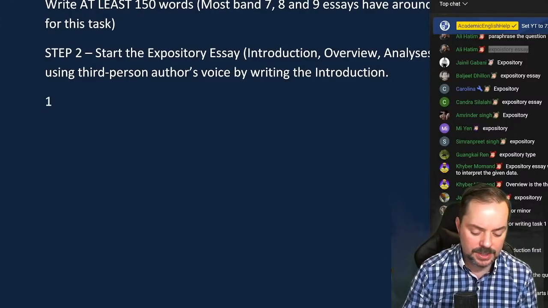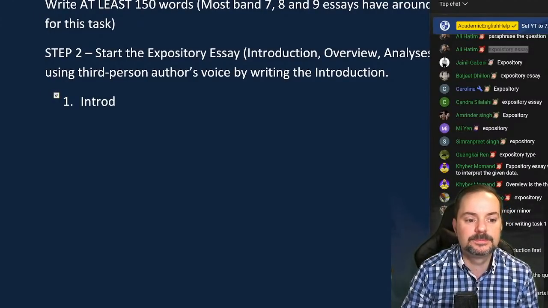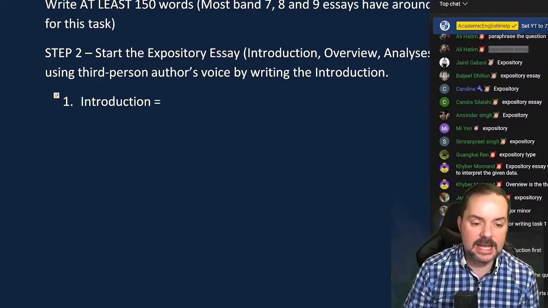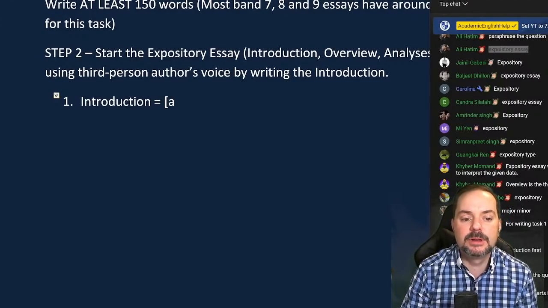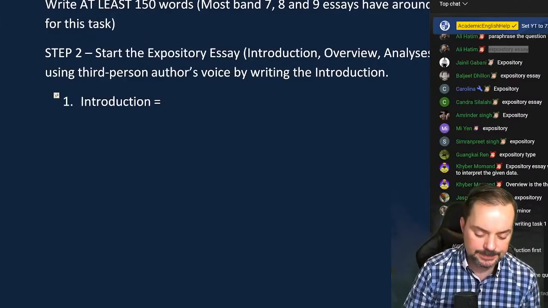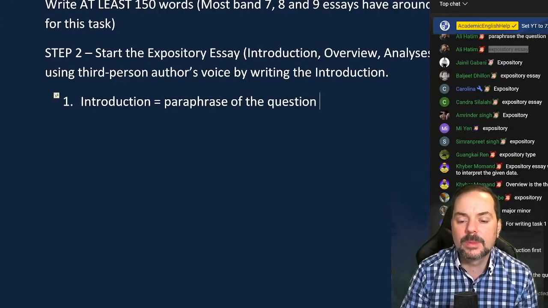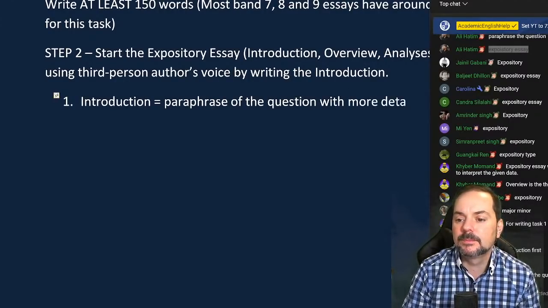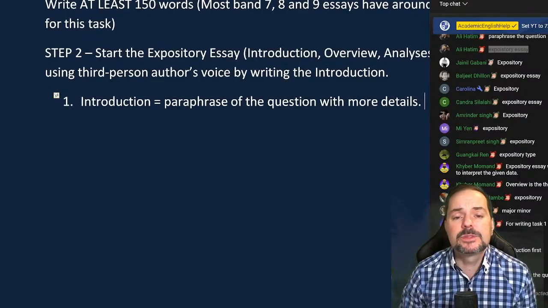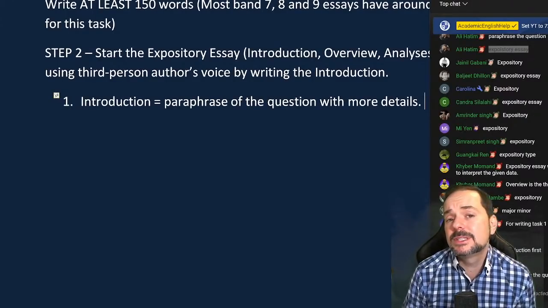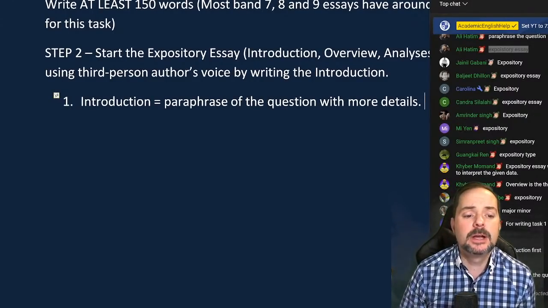Okay, so number 1, the introduction has a paraphrase of the question with more details, to the best of your abilities, okay? So paraphrase as much as you can using synonyms, and give details using the graph, okay?